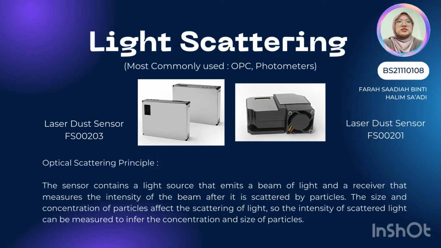Particle sensors use the optical scattering principle to detect particles in the air. The sensor contains a light source such as an infrared LED or laser that emits a beam of light, and a receiver that measures the intensity of the beam after it is scattered by particles. The size and concentration of particles affect the scattering of light, so the intensity of scattered light can be measured to infer the concentration and size of particles.